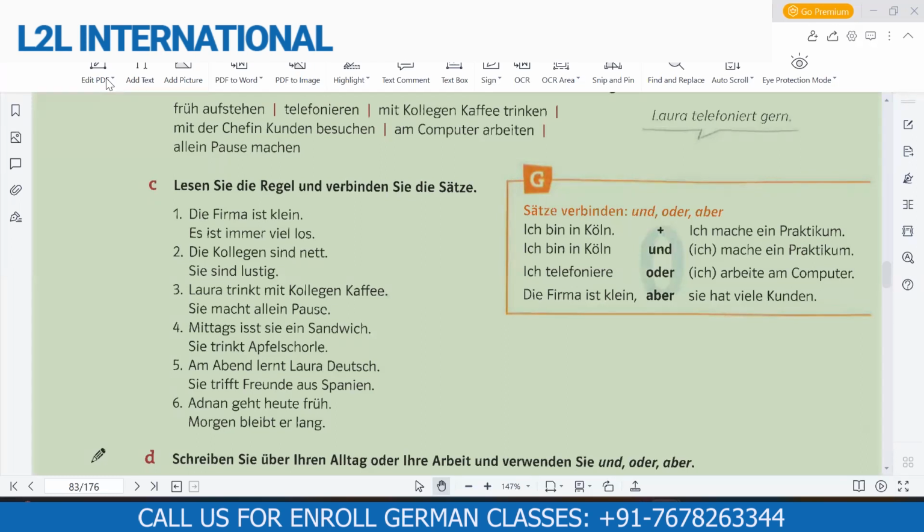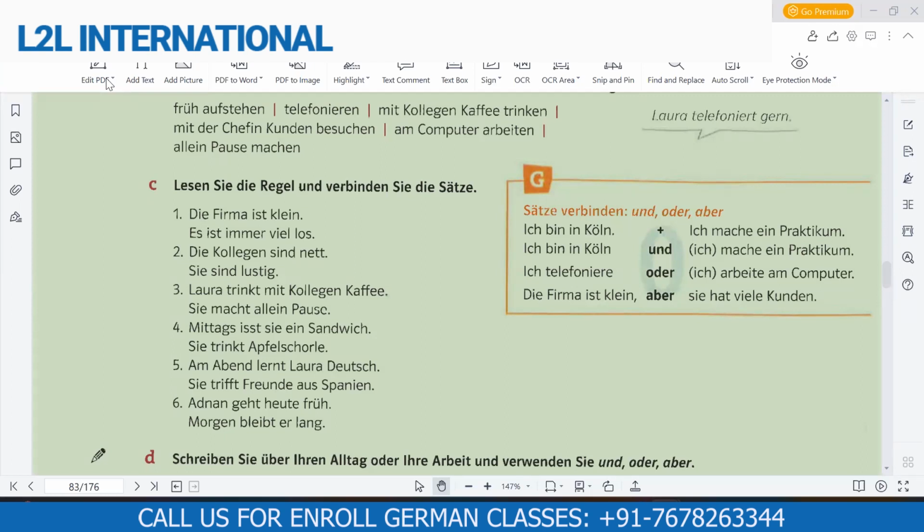Laura trinkt mit Kollegen Kaffee. Sie macht allein Pause. The answer is aber. So, how do you connect both the sentences? Laura trinkt mit Kollegen Kaffee, aber sie macht allein Pause. But how is it making sense? Sana, what is your answer here? My answer is oder.